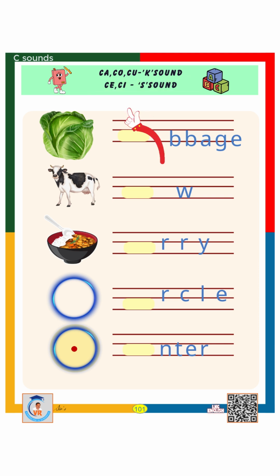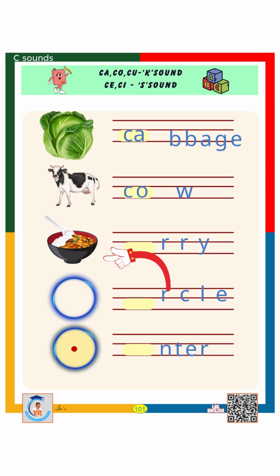Look at the first one, cabbage. Look, C, A. Put C here. Look, C, A, C, A, cabbage. Next one, cow. O is there. The K sound will come. Cow.